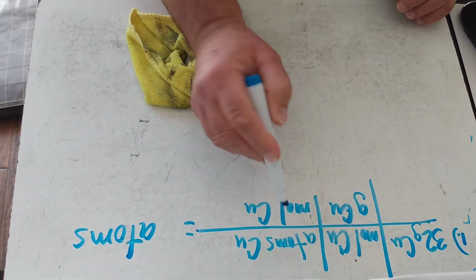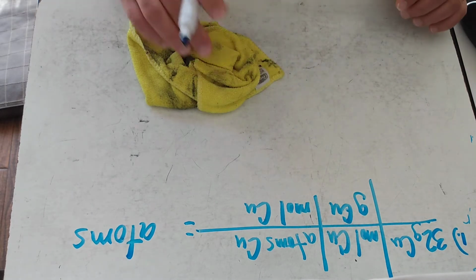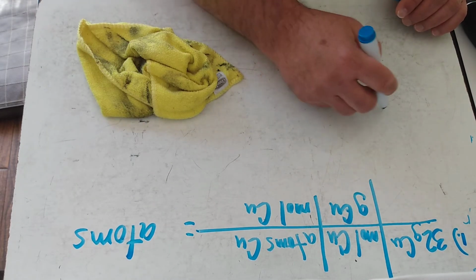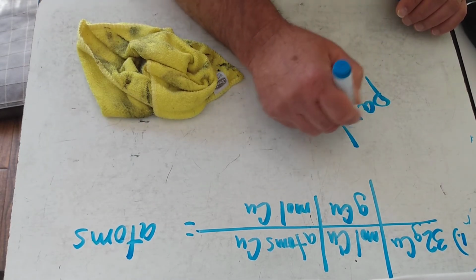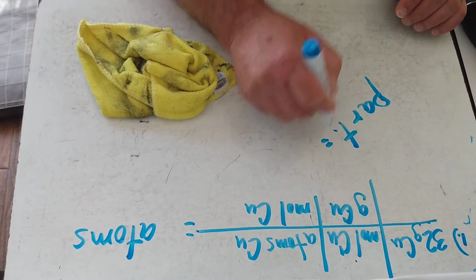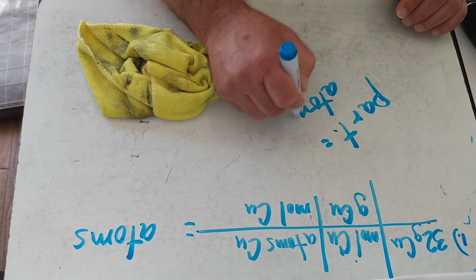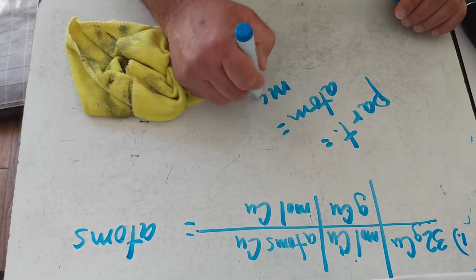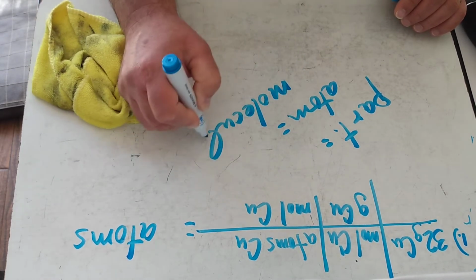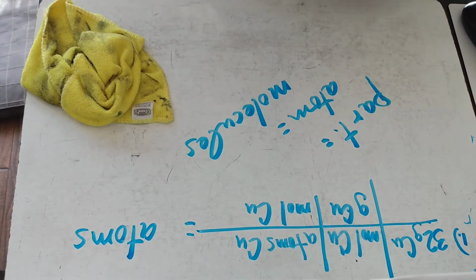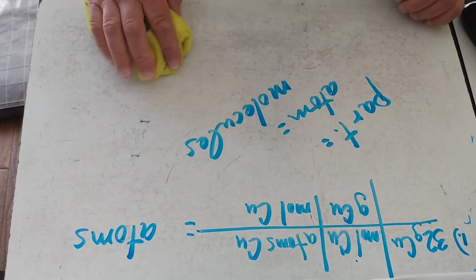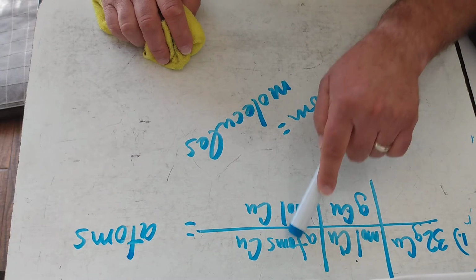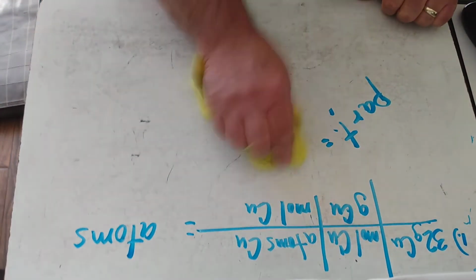And this is going to equal atoms copper. Now, remember, particles can equal atoms or molecules. All of those words can be used interchangeably. So that's why we used atoms and atoms instead of particles.